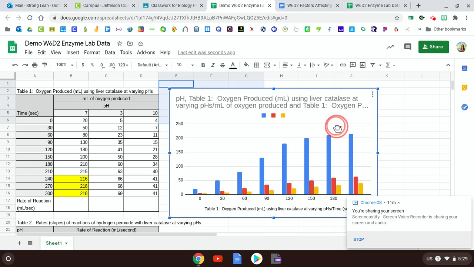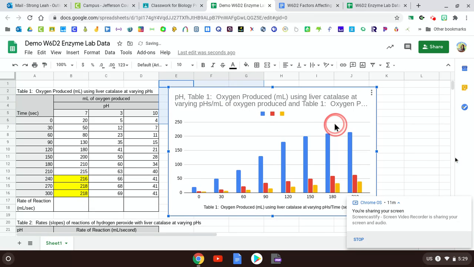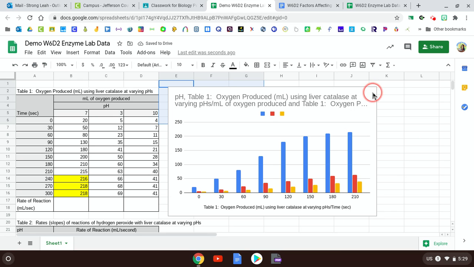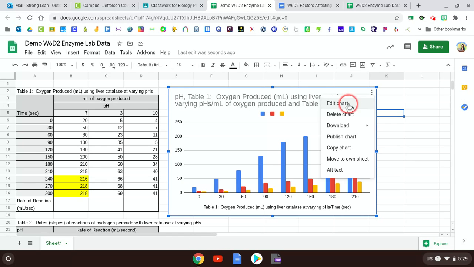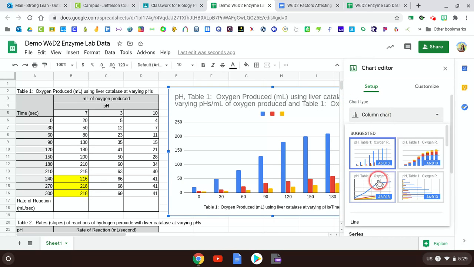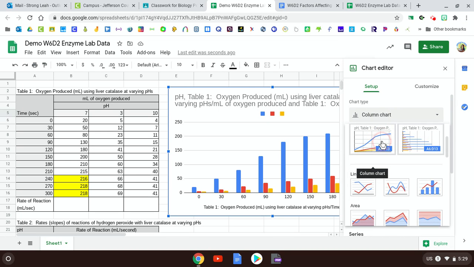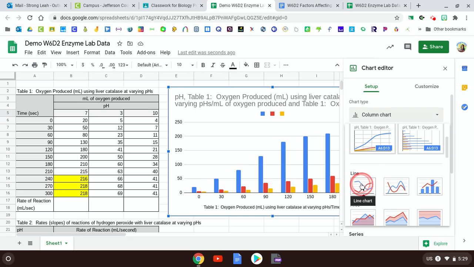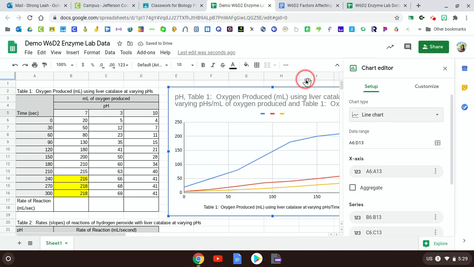So let's put our graph over here so we can still see our data. And if you happen to click off your graph, you can still edit it. You just need to go up to the 3 little dots, or the snowman as I call it, and you'll hit Edit Chart. Okay, so we said we needed to change our chart type. And I think the chart type that we need is a line graph. That works.